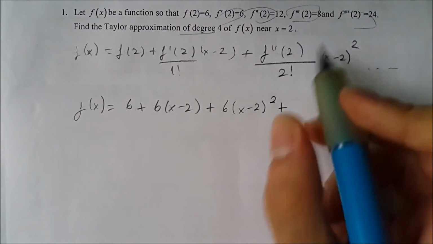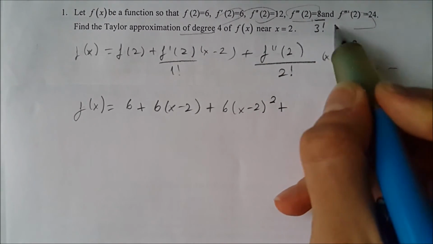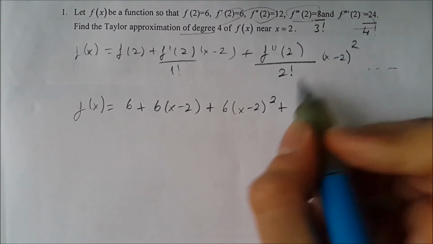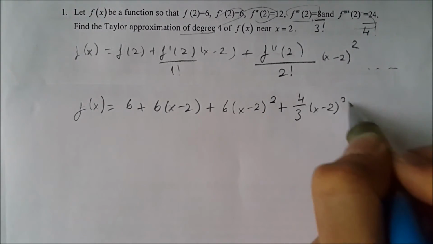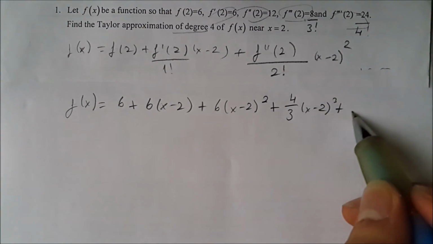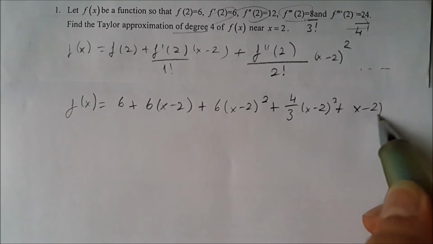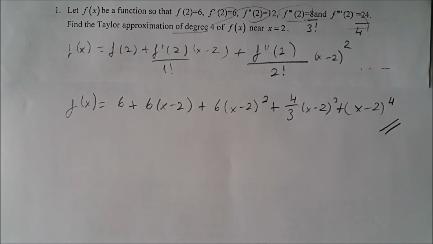Then our third derivative is equal to 8. If we divide this by 3 factorial, then we would get 4 over 3. Then the last thing is, if we divide 24 by 4 factorial, then we would get only 1 for that term. And this is the fourth degree Taylor approximation of f of x in this case.